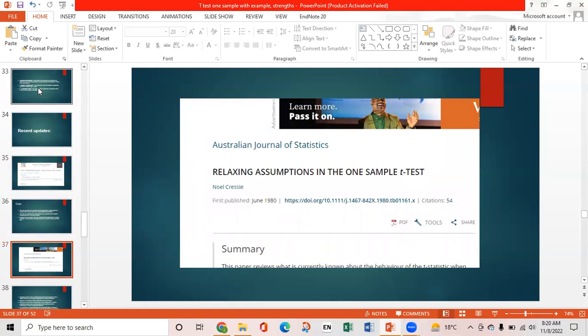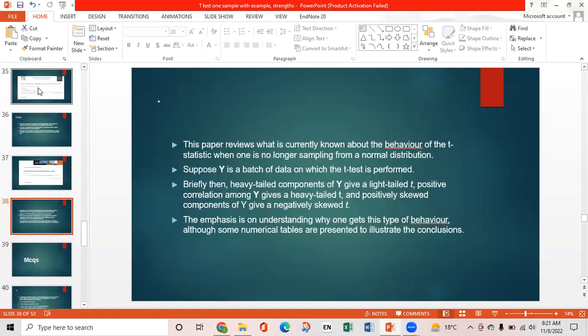Another article is published that is relaxing assumptions in the one sample t-test. This paper reviews what is currently known about the behavior of the t statistic when one is no longer sampling from a normal distribution. Suppose Y is the batch of data on which the t-test is performed. Briefly, then, heavy-tailed components of Y give a light-tailed t.